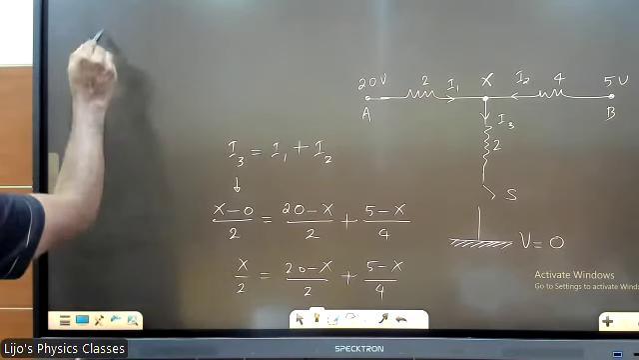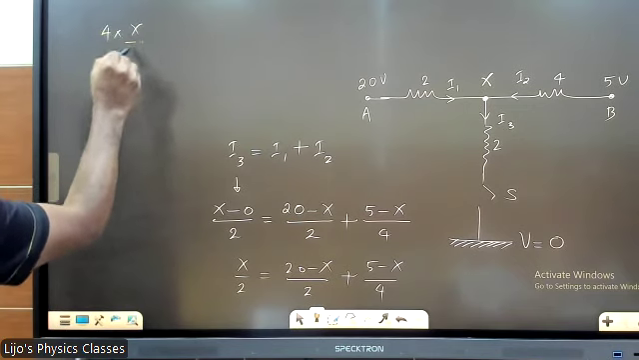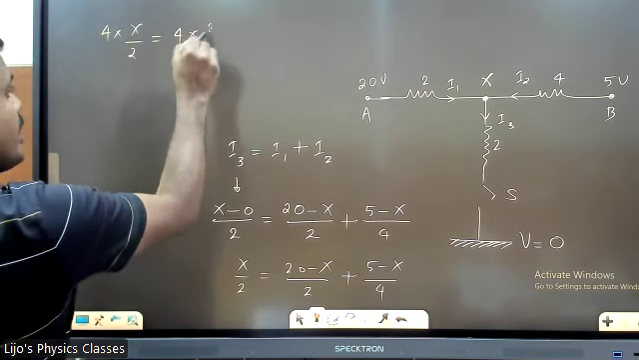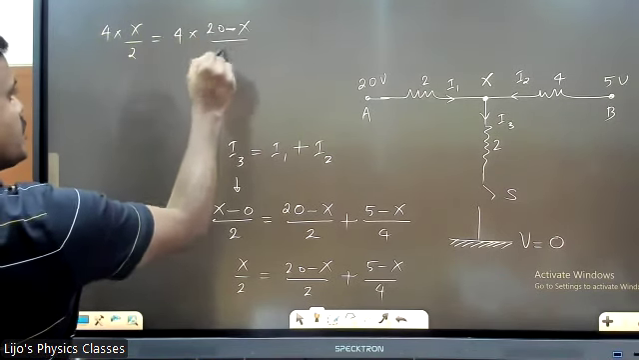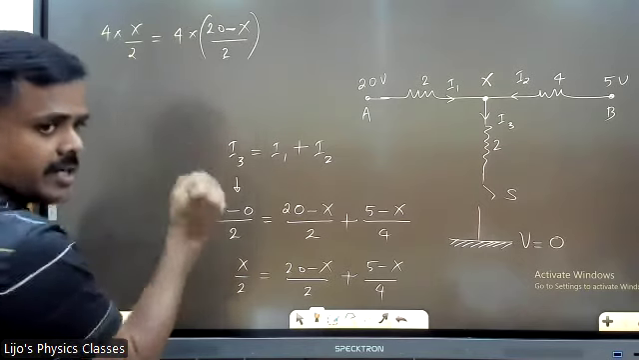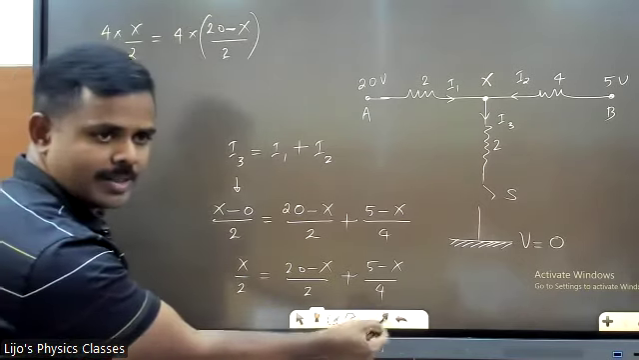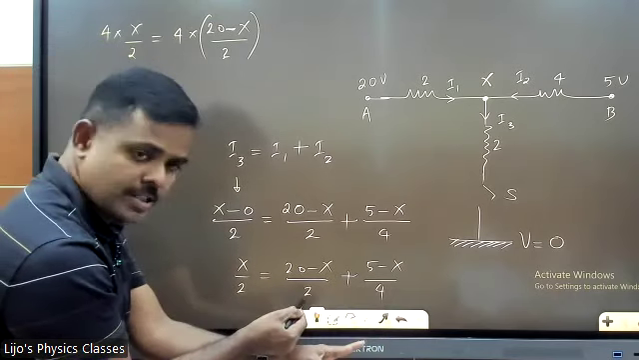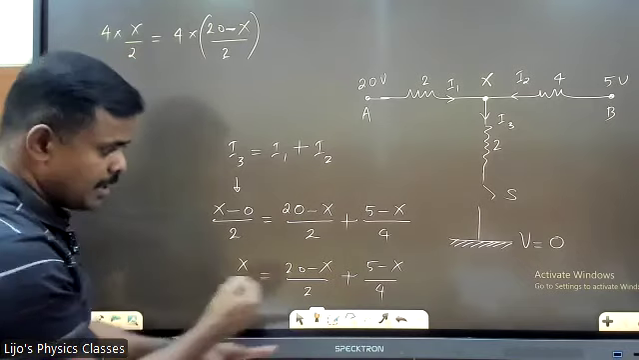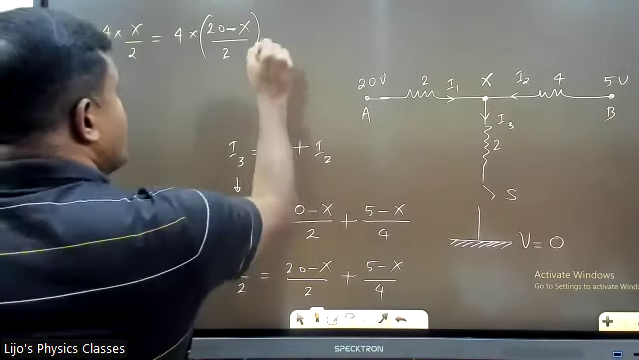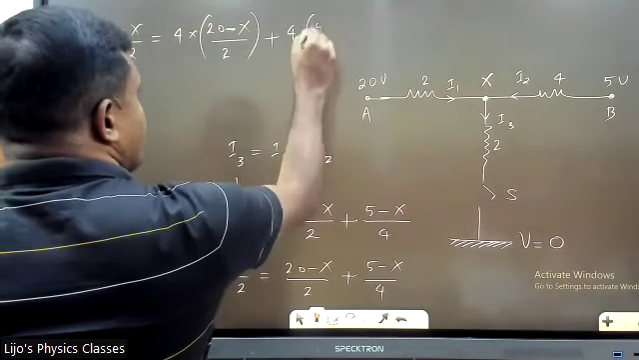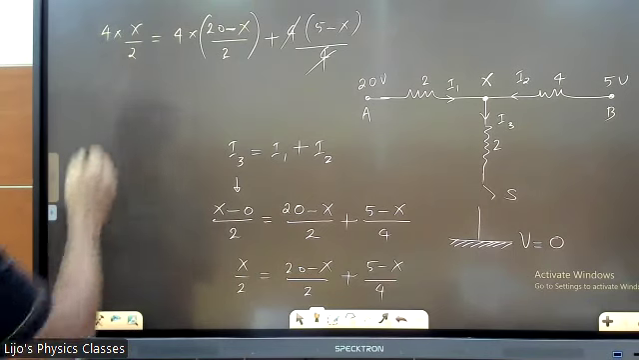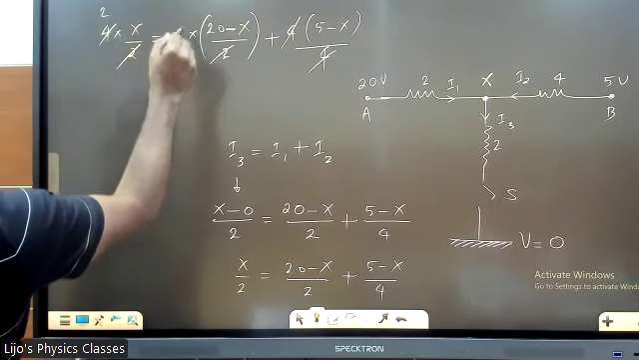What do I get? 4 into X by 2 is equal to 4 into 20 minus X by 2, because the LCM is 4. I said 2 earlier, but the LCM is 4. The greatest integer is 4, so I must make this 4. I'm multiplying throughout with 4. Plus 4 into 5 minus X divided by 4. 4 and 4 are cut. 4 and 2 are cut, it is 2. 2 and 4 are cut, it is 2.